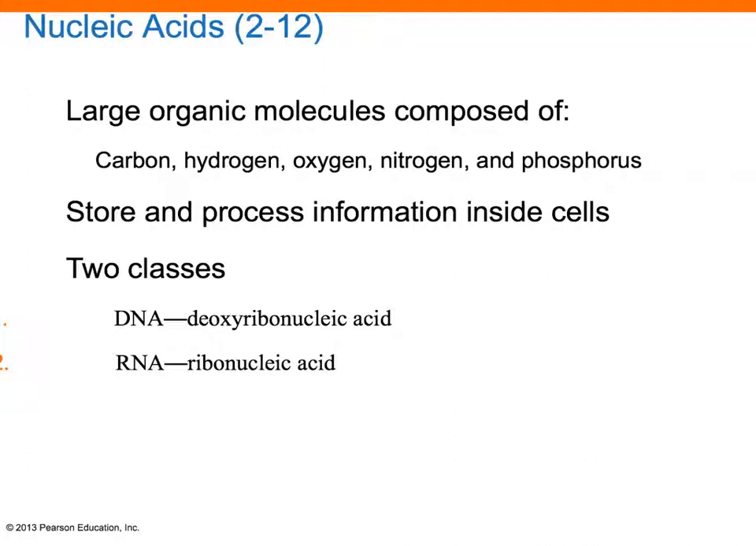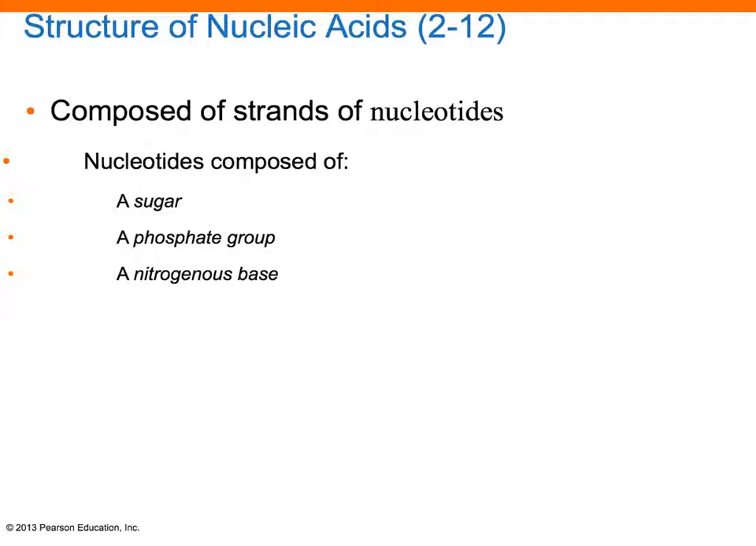The next organic molecules are the nucleic acids. They're large organic molecules and they're made of carbon, hydrogen, oxygen, nitrogen, and phosphorus. They store and process information inside the cells. There are two types: DNA, deoxyribonucleic acid, and RNA, ribonucleic acid. The structure of the nucleic acids is very similar. A nucleotide is composed of a sugar, a phosphate group, and a nitrogen base.